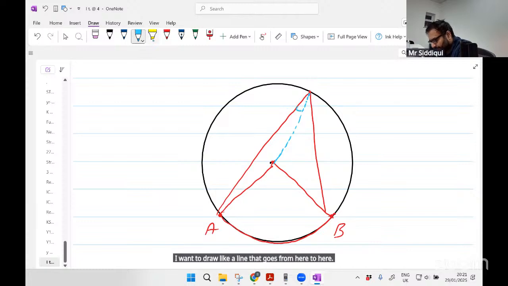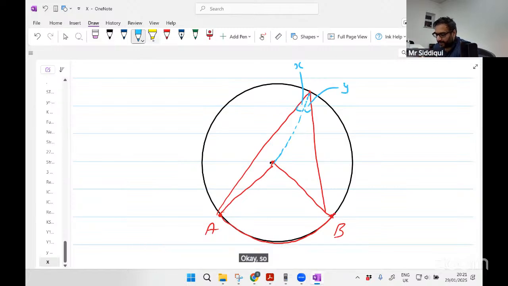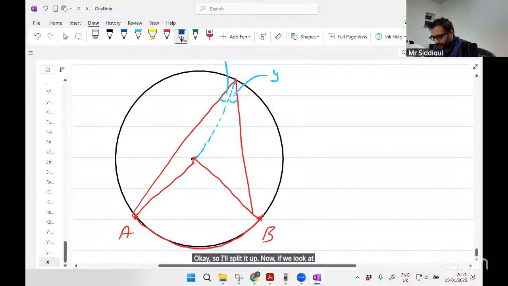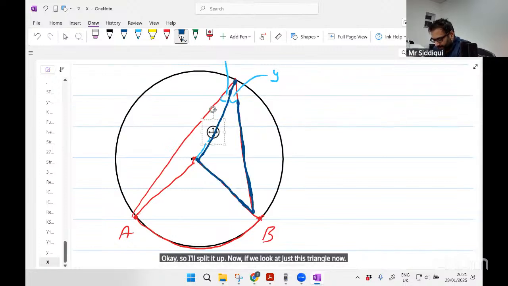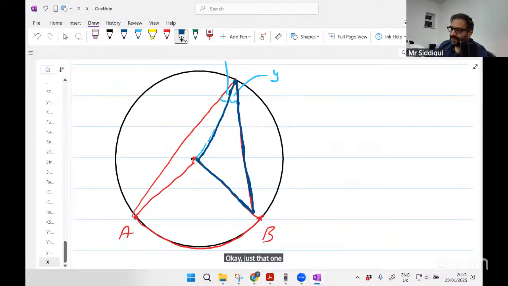And I'm going to call this angle on this side of the line X and this side of the line Y. Okay. So I'll split it up. Now, if we look at just this triangle, just that one, ignore the left-hand side for a minute.